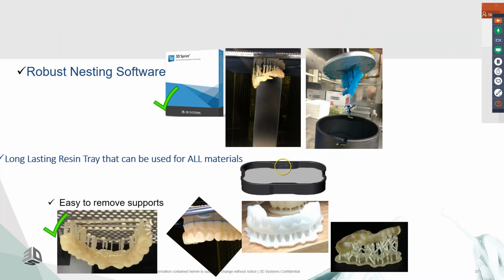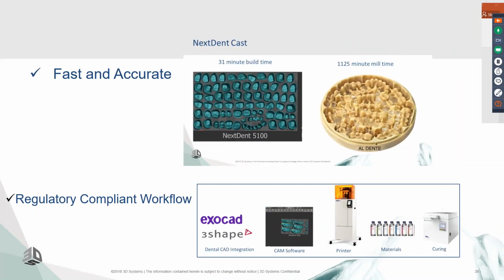So the things we've covered today are the nesting software, the long-lasting tray that can be used for every one of your materials. I do have a video on how to clean that resin tray. You just go to our website. I'll show you the website that you can go to look at the user manual. And we have videos on just about everything, from nesting to cleaning your tray, maintaining your printer, your easy to remove supports. And in my general session, you'll see how long it takes for everything to print and how accurate it all is. So stay tuned for that, or watch the previous one that we've done.